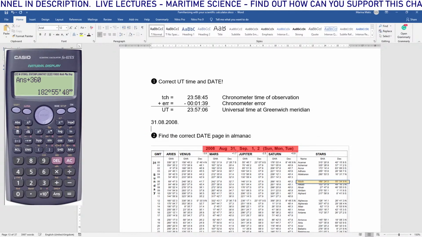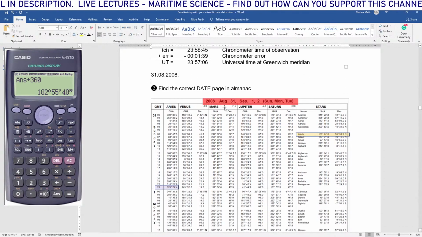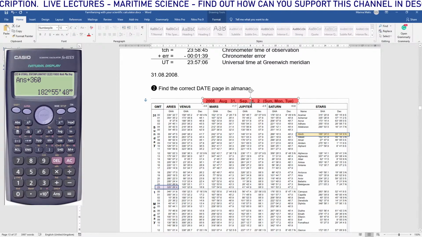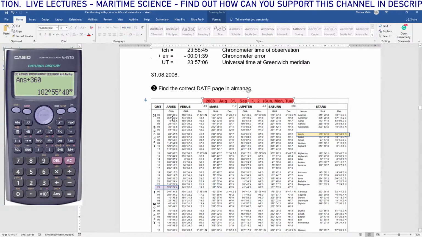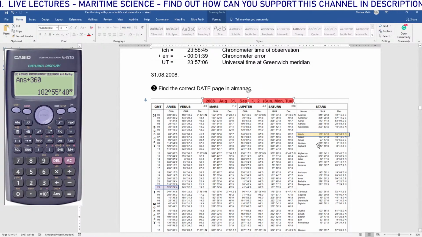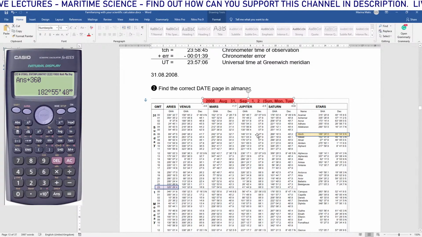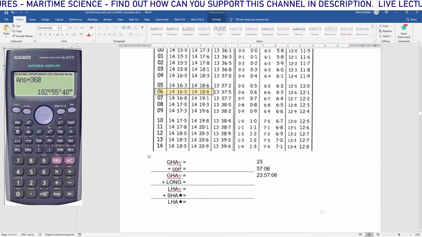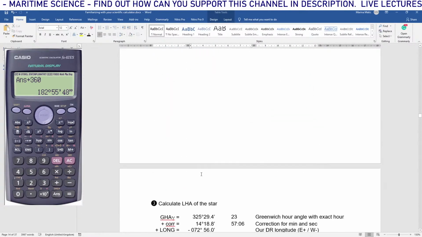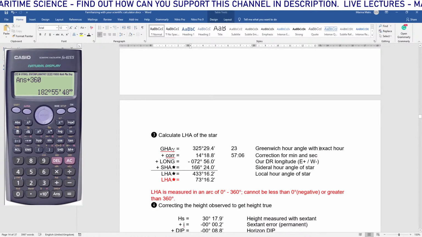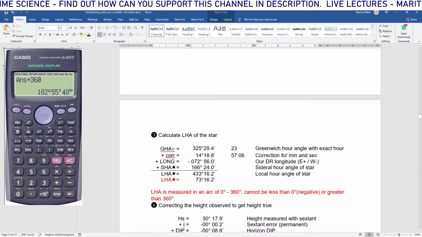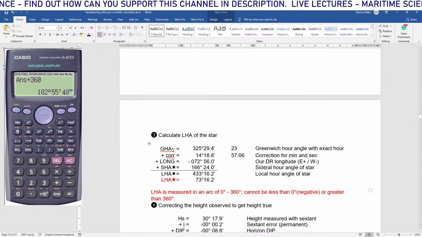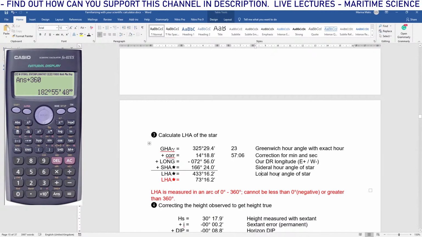So once we have the correct time and date, you enter the almanac, and depending on what you are observing, if you observed a star, you start with the spring point, with Aries, and then you look at the star data. If you observed one of the planets, you look directly at the planet's data. And once you read that data, you put it in this pattern, fill it in. So let me see. So you have Greenwich hour angle with exact hour. Then you have correction for minutes and seconds. Then you put your DR longitude, sidereal hour angle of the star, if you know the star. And the end result is local hour angle.